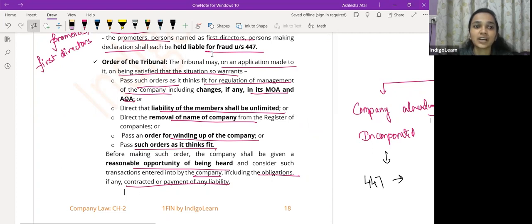So this is what will happen when a company has been incorporated by giving some false or incorrect information. Clear है ये समझ में आया?